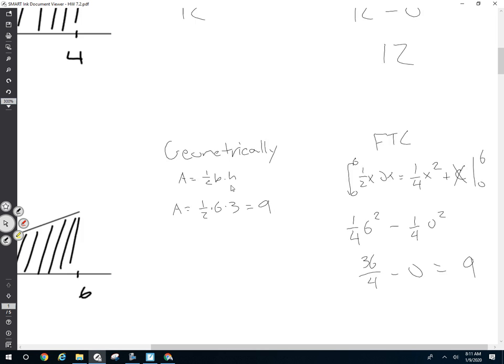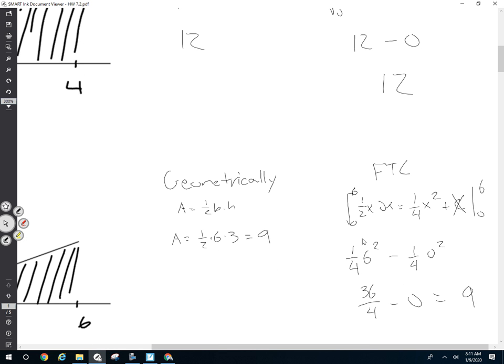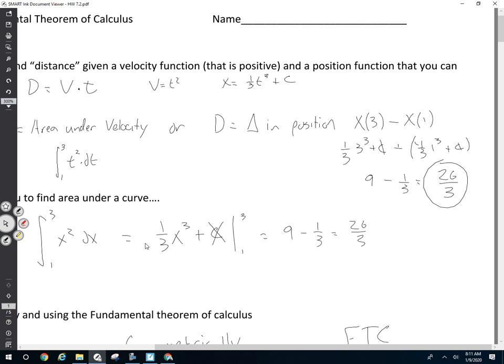Okay? We get the same answer 2 different ways, and we can see the calculations are definitely different. 6 squared divided by 4 is not 1/2 times 6 times 3. So, very different way to calculate the same area. And remember, it's the change in position, a final position minus an initial position. And it's really not a final position minus initial position. It's more just like you're calculating the displacement because you don't know what c is, but c won't matter.